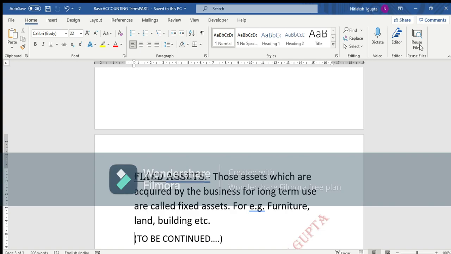I hope this is clear to all of you. These are some of the basic terms. But this is to be continued because I'll explain other terms in my next video.